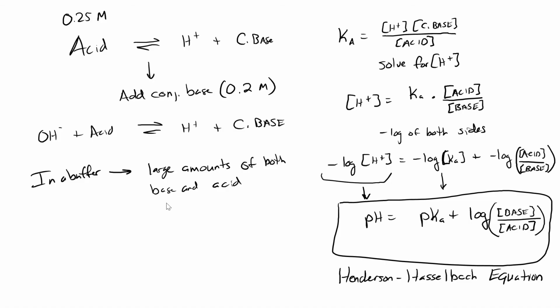So with large amounts of both base and acid, we can use initial concentrations. Right? So we could use 0.25 and 0.2 and plug those into over here. So that if we know the pKa of our acid, we can figure out the pH of our solution. All right. So this equation, which I'm going to rewrite on the next one because we're going to be referring to it quite a bit.